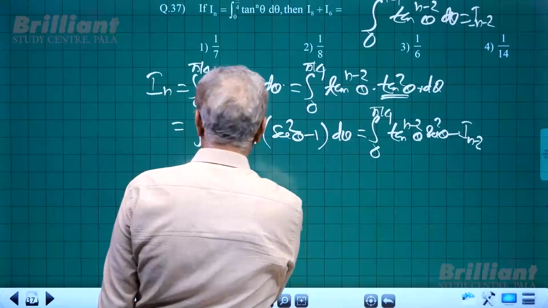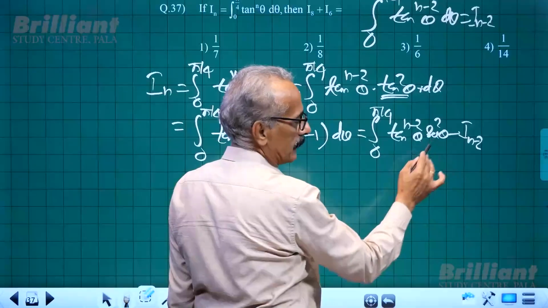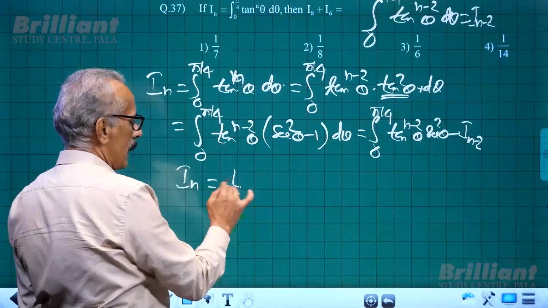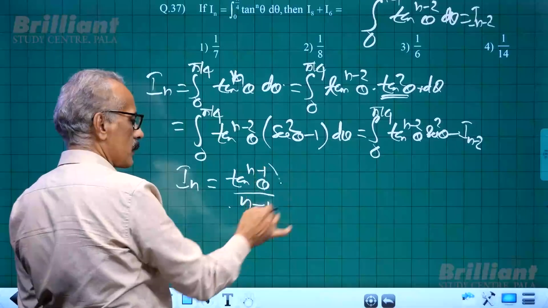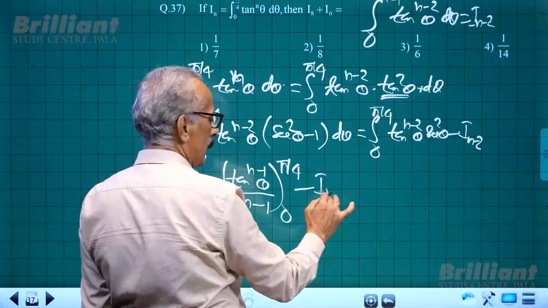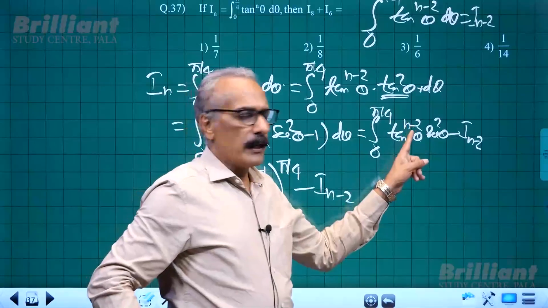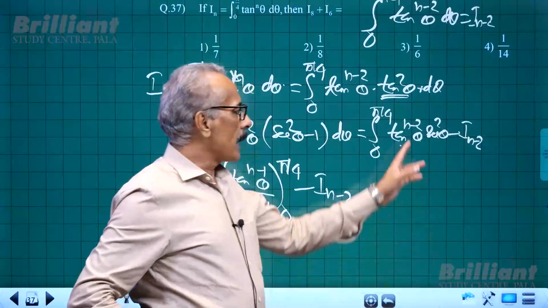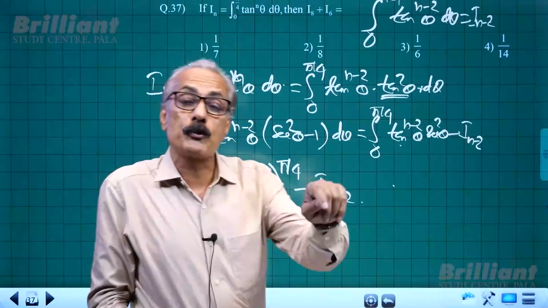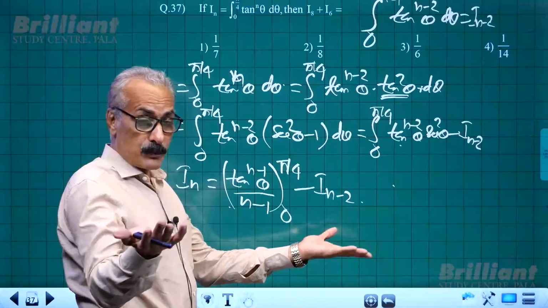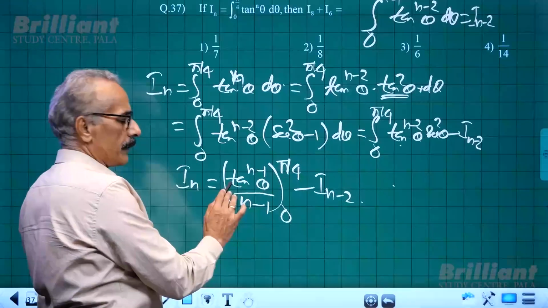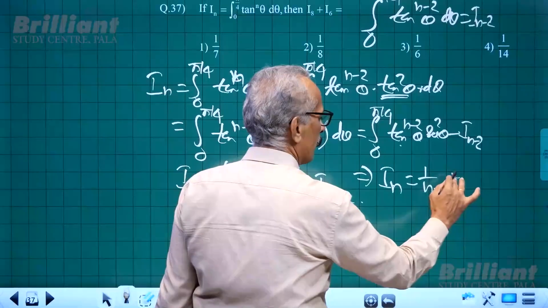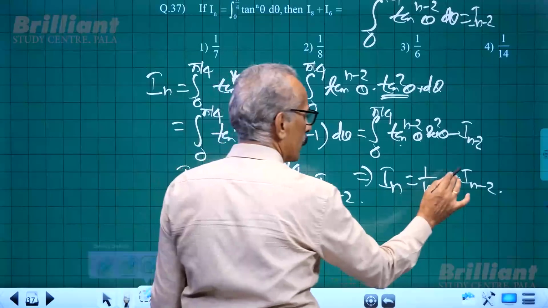Well, now we have this one. This is f(x) raised to n into f dash x. So we have I_n is equal to tan raised to n minus 1 theta divided by n minus 1, within the limit 0 to pi by 4, minus I_(n-2). The formula: f(x) raised to n into f dash x gives f(x) raised to n plus 1 divided by n plus 1. Here, tan raised to n minus 2 theta into sec square theta gives tan raised to n minus 2 plus 1 divided by n minus 2 plus 1. You can substitute, put tan theta is equal to t. Upper limit tan pi by 4 is 1. Lower limit tan 0 is 0. So this implies I_n is equal to 1 by n minus 1 minus I_(n-2).